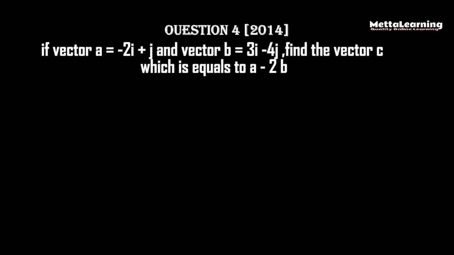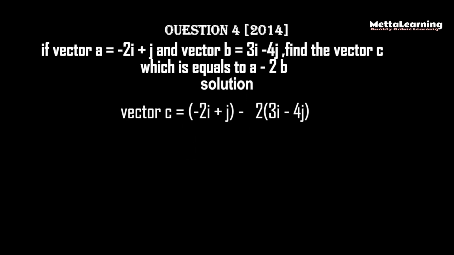And the last question we'll be solving in today's class is from the Y past question 2014. It says if vector A equals minus 2i plus j and vector B equals 3i minus 4j, find the vector C, which equals A minus 2B. To find the vector C, we're going to multiply vector B by 2, then deduct it from vector A. So now let's do that. Vector C equals (minus 2i plus j) minus 2(3i minus 4j).